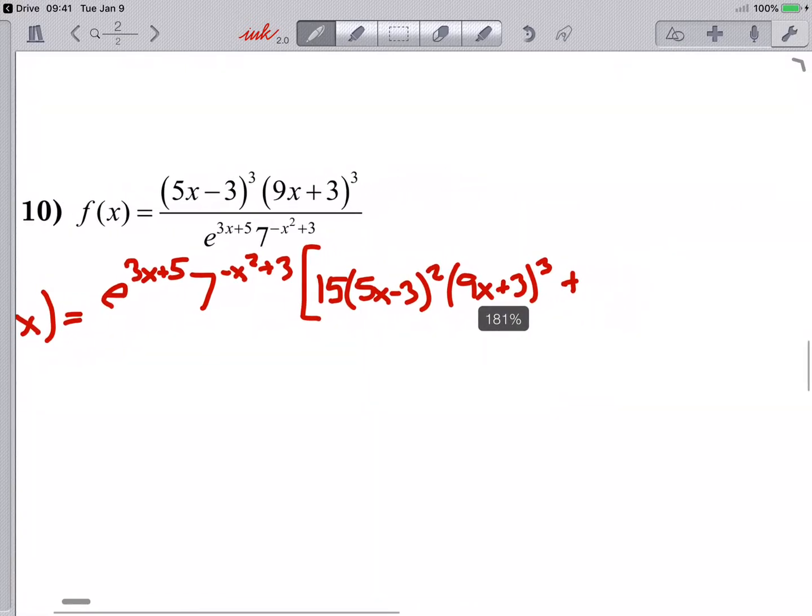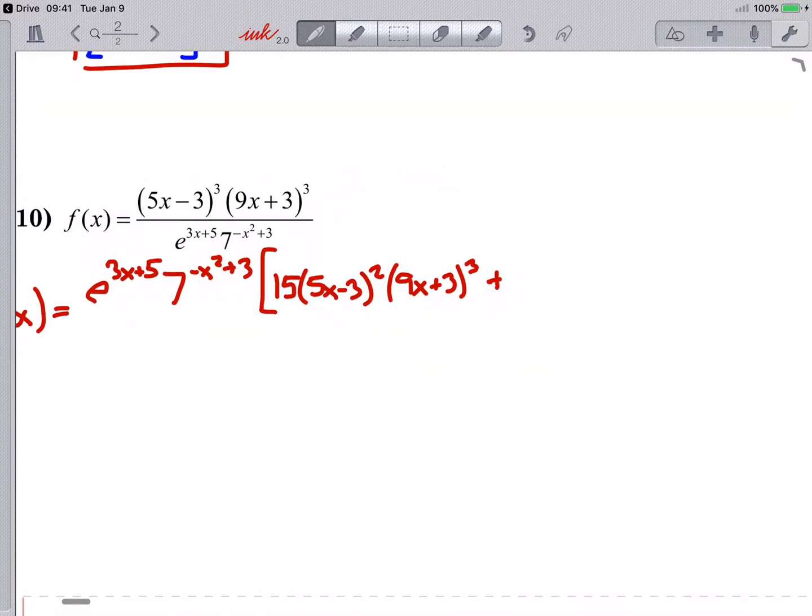Plus, so again, I'm just working with the derivative of the top, so that's why I'm not subtracting yet. Now the derivative of the second part is going to be 3 times 9x plus 3 squared times the derivative of the inside, which is 9, so 9 times the 3 gives me 27. So I've got 27, 9x plus 3 quantity squared. And I copy down the other part, 5x minus 3 cubed.